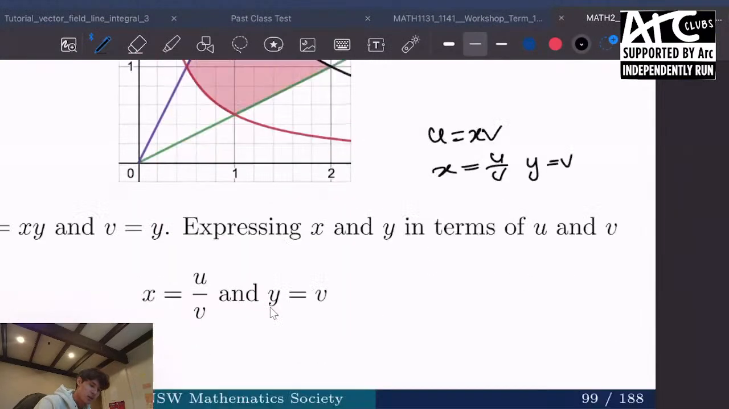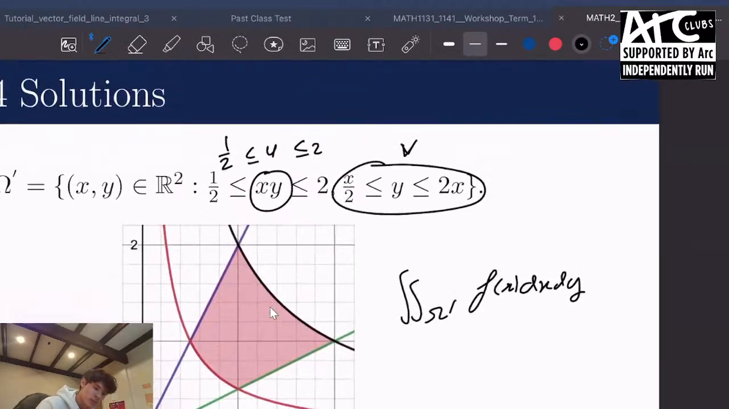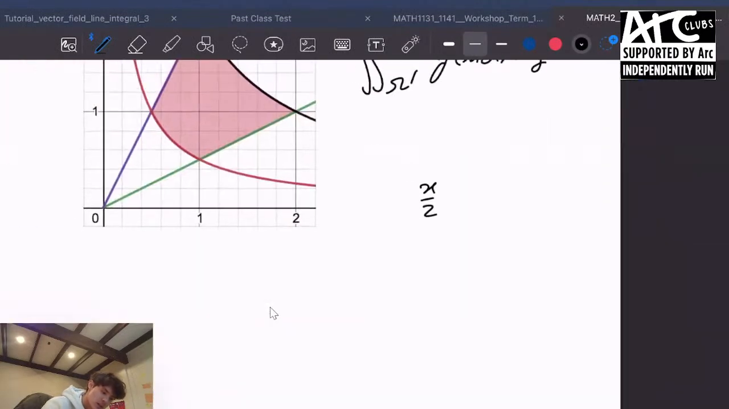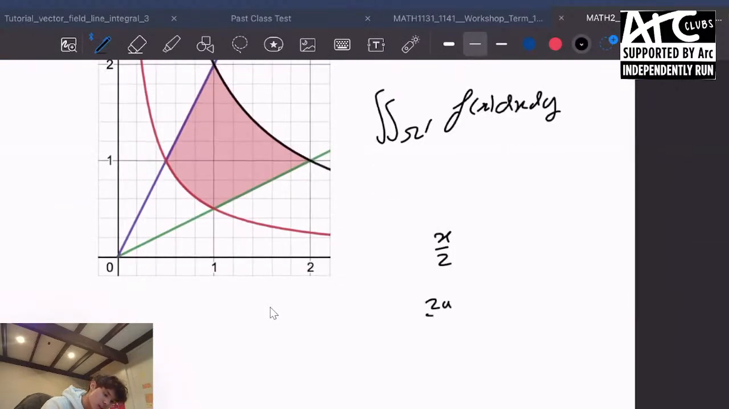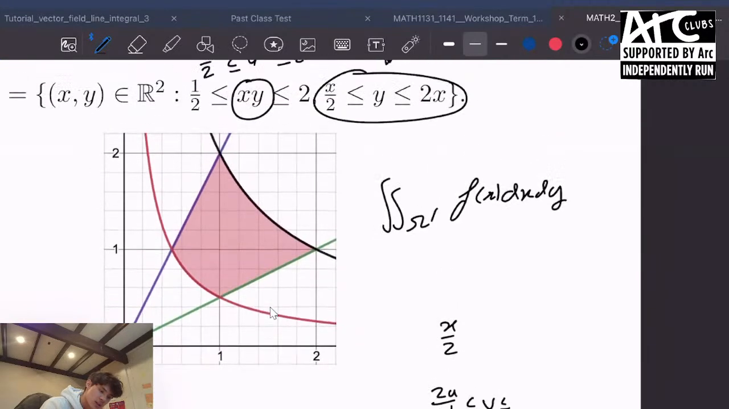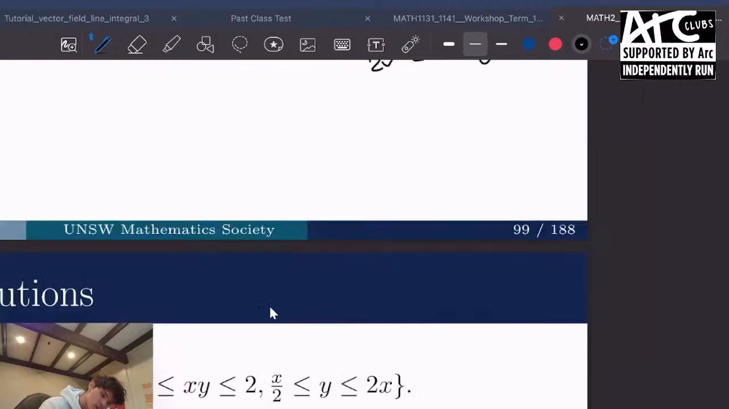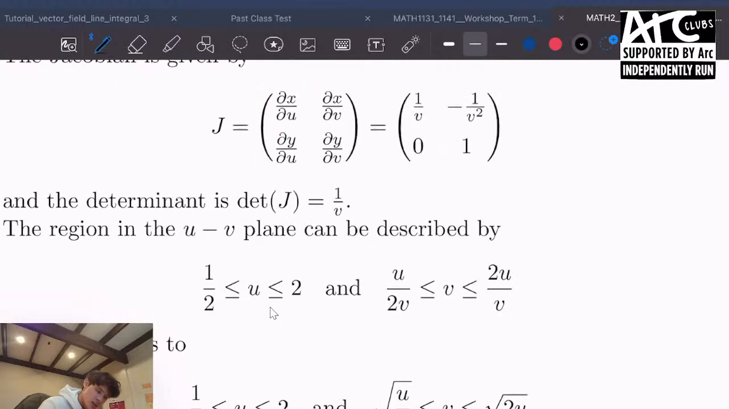We're going to be integrating over u bounded between a half and 2. And now what about v? Well, you can see that it's x on 2. We know that x equals u on v, so that's just 2u on v less than v, which is less than 2x, which is just, in this case, 4u on v. So that's, I believe, sorry, it should be this expression.